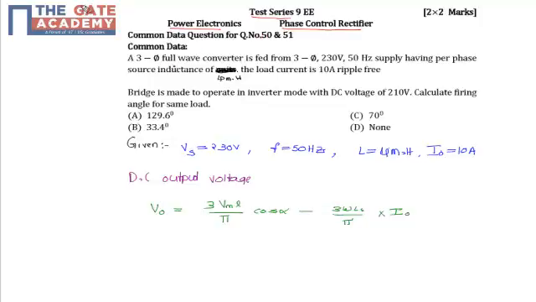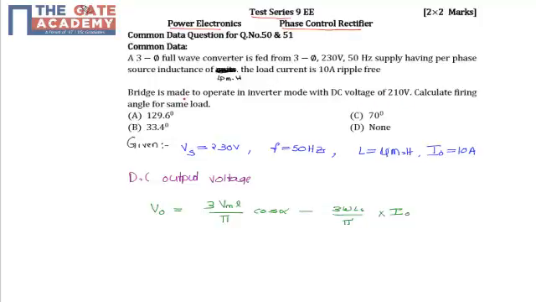From the previous question, we have calculated the value of firing angle when the DC output voltage is 210 volts. In this question, we have to find the value of firing angle for the same load when the bridge is made to operate in the inverter mode with DC voltage of 210 volts.